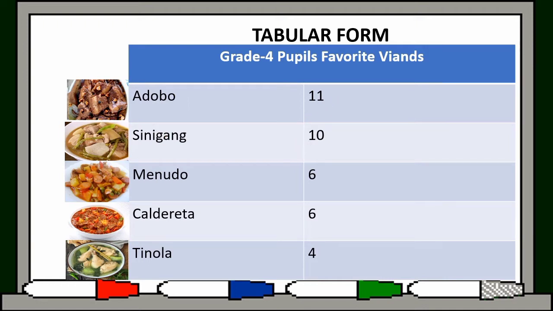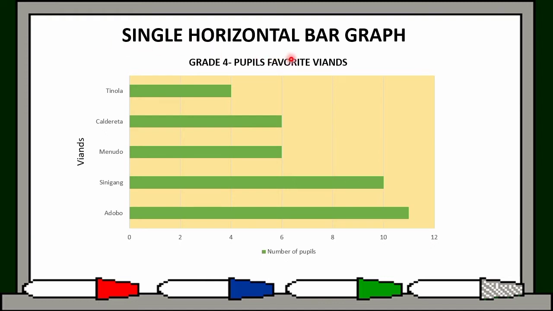Now, this is an example of single horizontal bar graph. Kapag sinabing horizontal, ito ay pahiga. Of course, wag nating kalimutan yung title, Grade 4 Pupils' Favorite Viands. And kung papansinin mo dito sa vertical, ang mga nakalagay is yung mga viands, no? Tinola, caldereta, menudo, sinigang, and adobo. At dito naman sa baba, horizontal, ang nakalagay ay yung number of pupils na bumoto per viand. Okay? So, paano ba natin ginagawa itong horizontal bar graph?